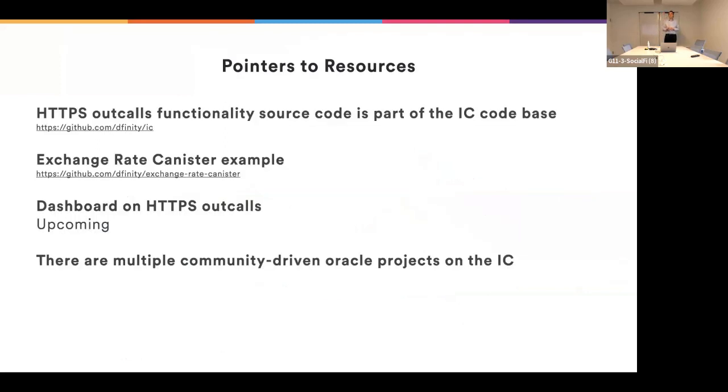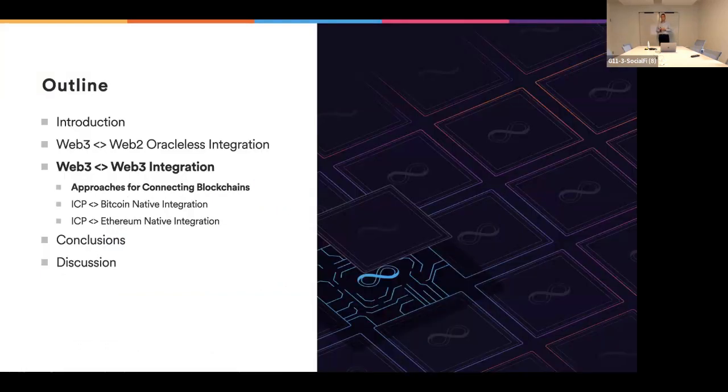I put together some pointers to resources here, like the source code of the implementation, then the exchange rate canister source code. Unfortunately, the dashboard for HTTP outcalls that was tracking the frequency of use and so on was deleted during an upgrade. So this is upcoming. There will be one coming out at some point. It's not available now. And there are also some oracle projects driven by the community that are there in order to help if those outcalls would not be able to address a given use case. So this was an overview of the integration of the Internet Computer with Web2 using an oracle-less approach.